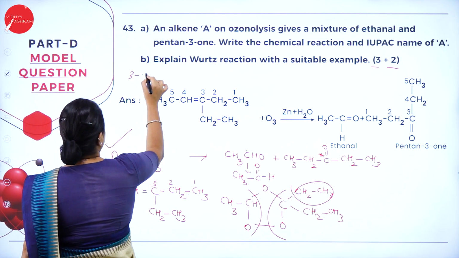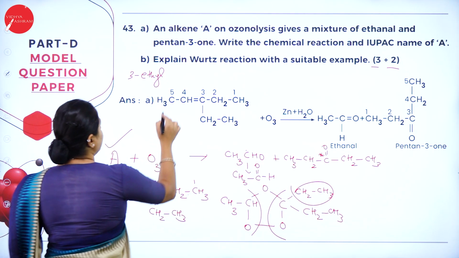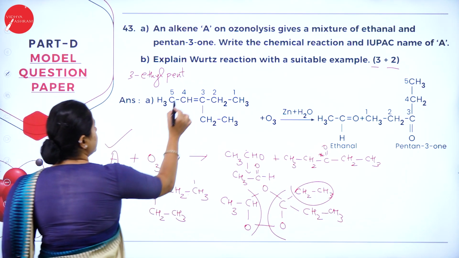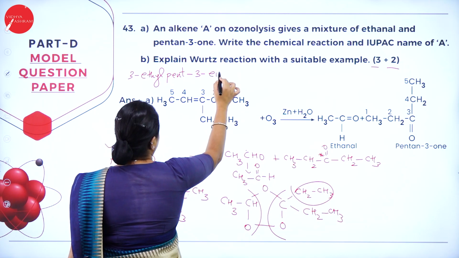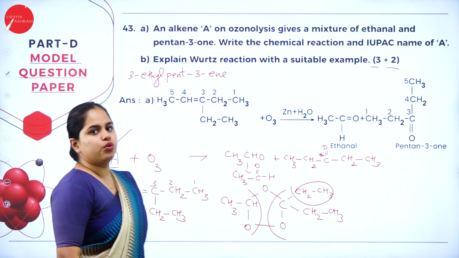It is 3-ethyl, right? See, this is 3-ethyl, and you have pent, and on which carbon atom is the double bond here? 3rd carbon atom, pent-3-ene. Okay, so I hope this is clear for you. So this is how you have to do the question.